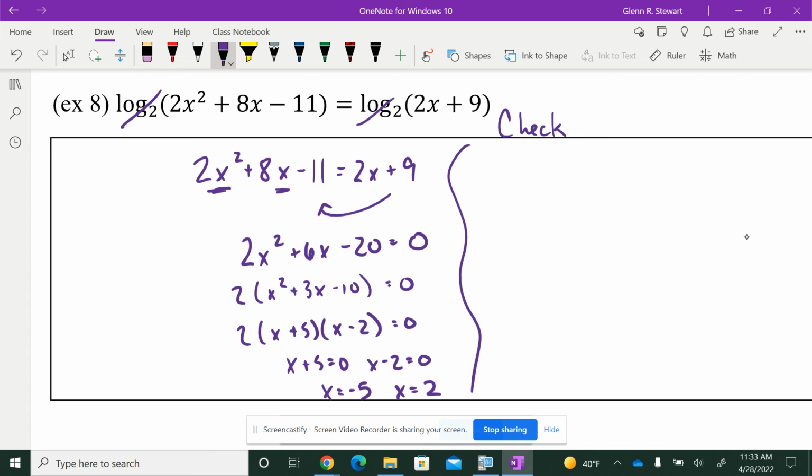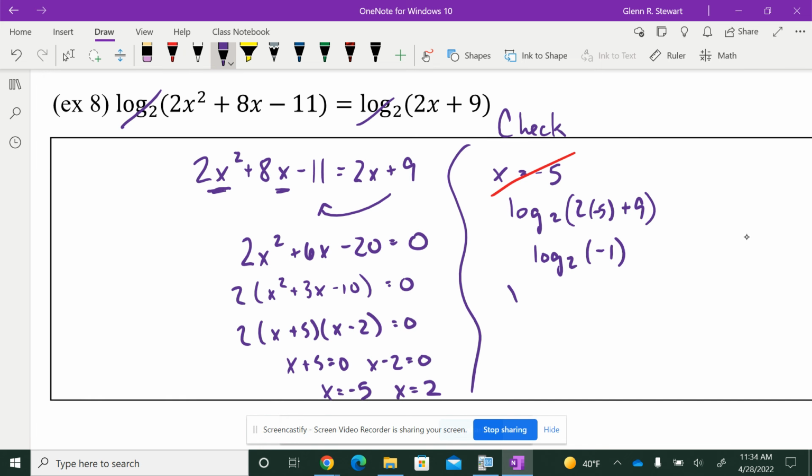When I check this, by the way, for instance, I'm going to check x is equal to negative 5. I only really have to plug it into one side since both of them are equal. So that whole 2x squared plus 8x minus 11, I don't have to worry about that. I can just plug it into the 2x plus 9. So log base 2 of 2 times negative 5 plus 9, which will then give me log base 2 of negative 1. Because that's negative, you can't use that answer of negative 5.